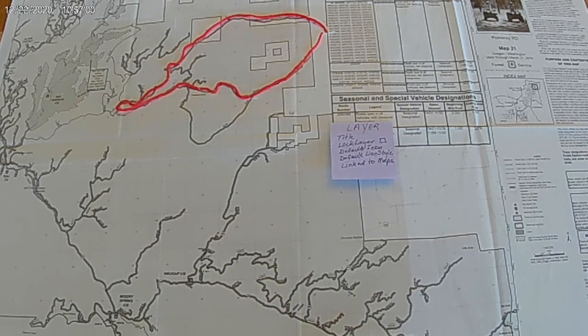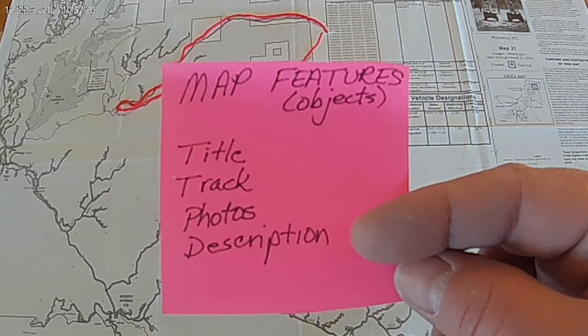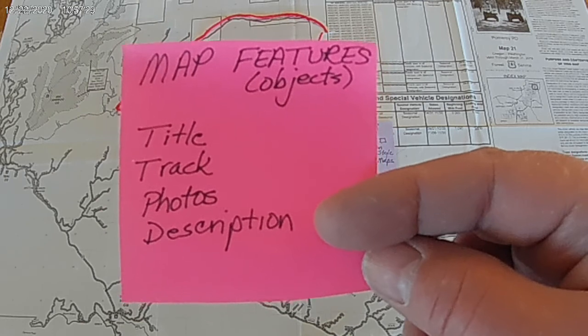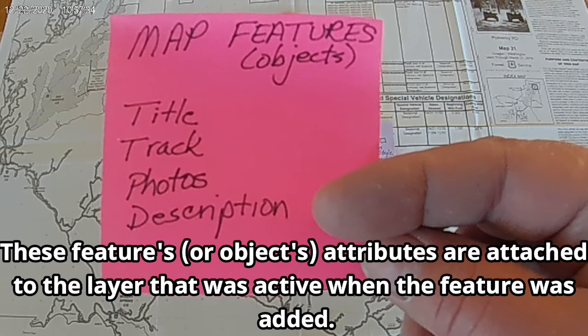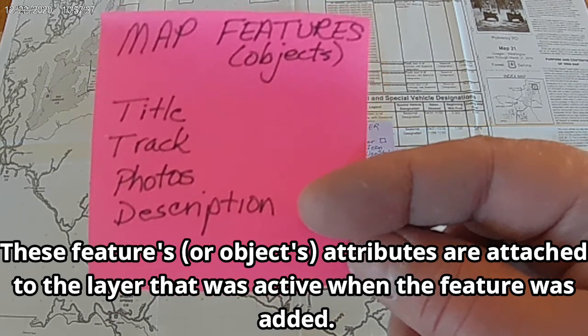All those objects, lines, routes, and tracks, you will be able to manipulate their attributes. So these, again, this would be called a map feature. I'm going to refer to that as my track. That's a track I've recorded. That track will have a number of attributes. And those attributes will be, again, a title. That's very important, whether it's a track or a line or a route.